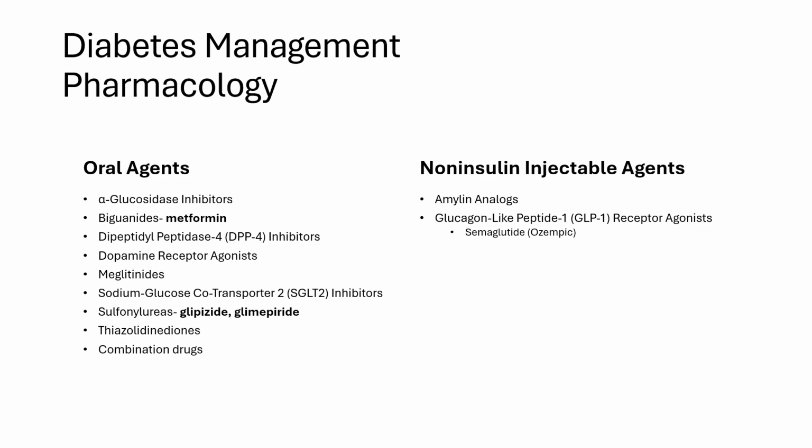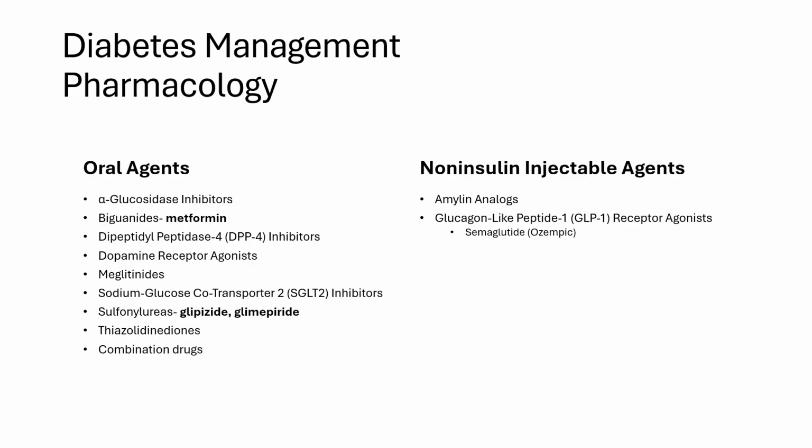Sulfonylureas: the action is to increase insulin production from the pancreas. A major side effect of these medications is hypoglycemia. Some of them are glipizide and glyburide. Those are a couple of the examples.